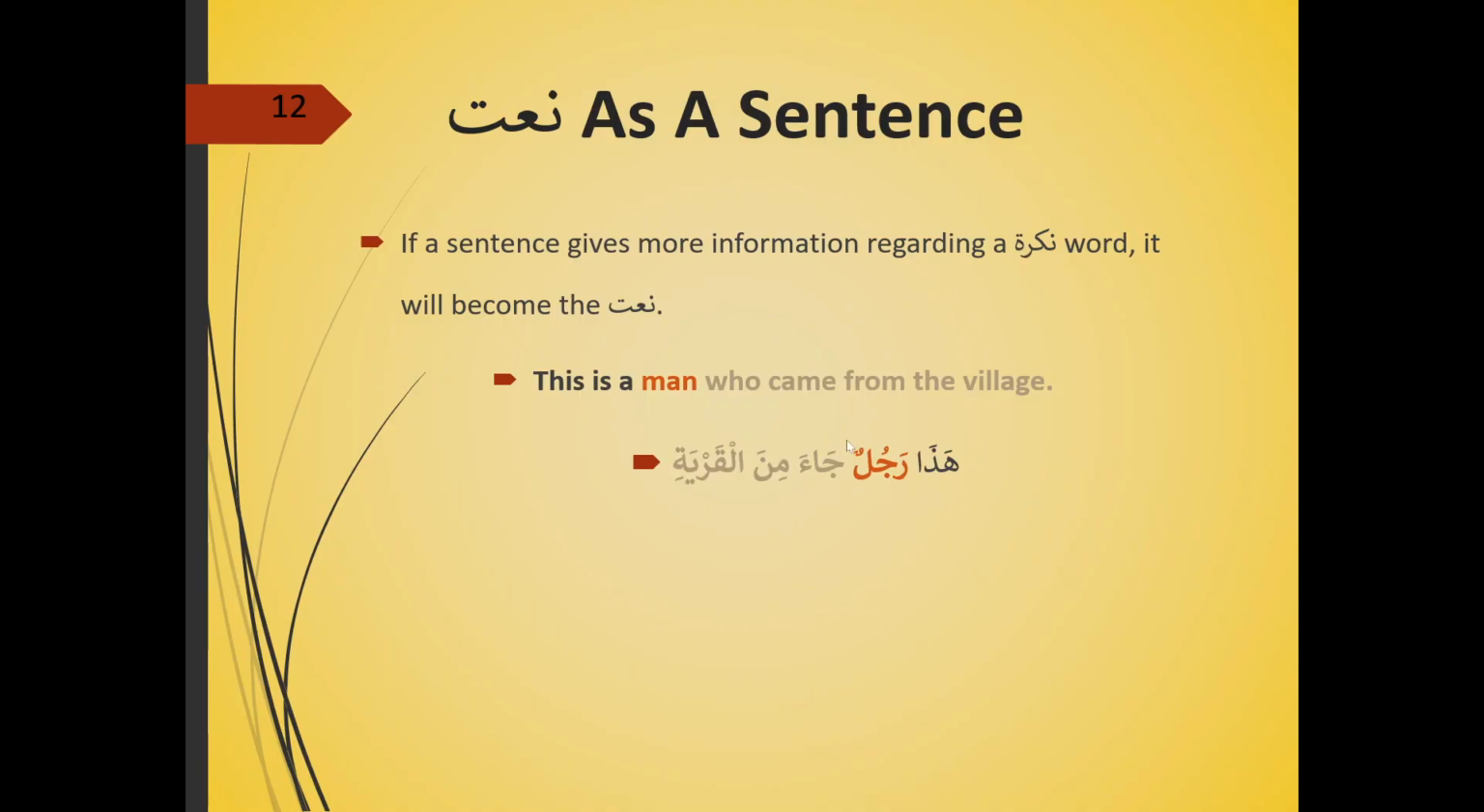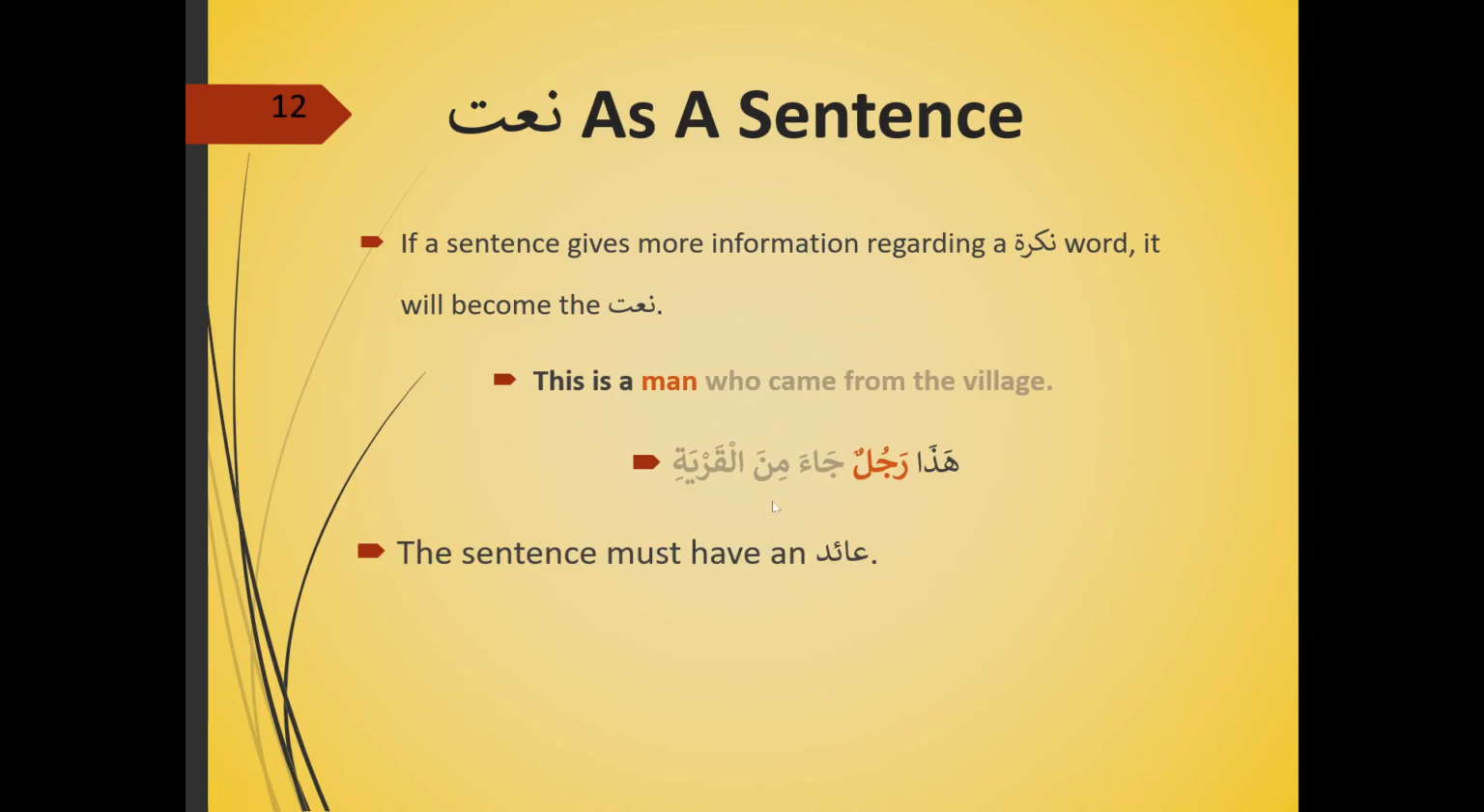Haza rajulun ja'a min al-qaryati. As you know, this is your ismu isyarah, and when this is nakira and not ma'rifah, this is mubtada and this is your habar. If this was ma'rifah, then this becomes one, right? So this would have been your badal of haza. Yeah, but in this case, no, this is nakira.